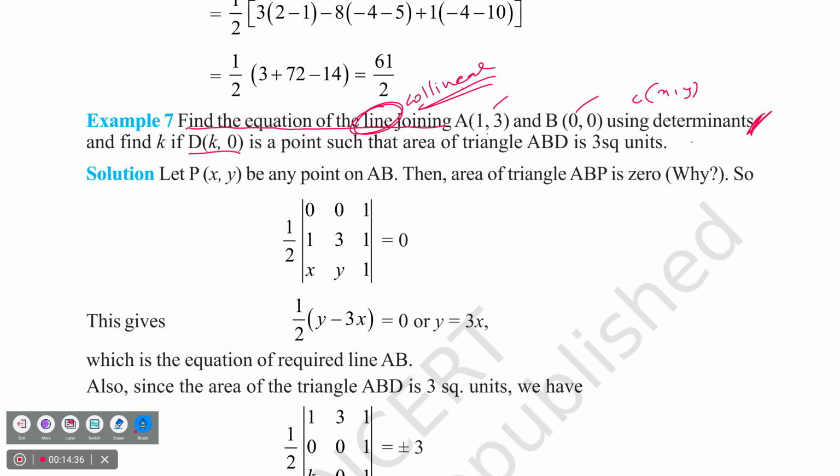Collinear means the points lie on a line, so the area of the triangle is 0. The area of triangle is 0 if it forms a line. Area of triangle formula: 1 by 2, first point (1, 3), second point (0, 0), third point we assume (x, y), and column 3 is always 1 when you find the area of a triangle.